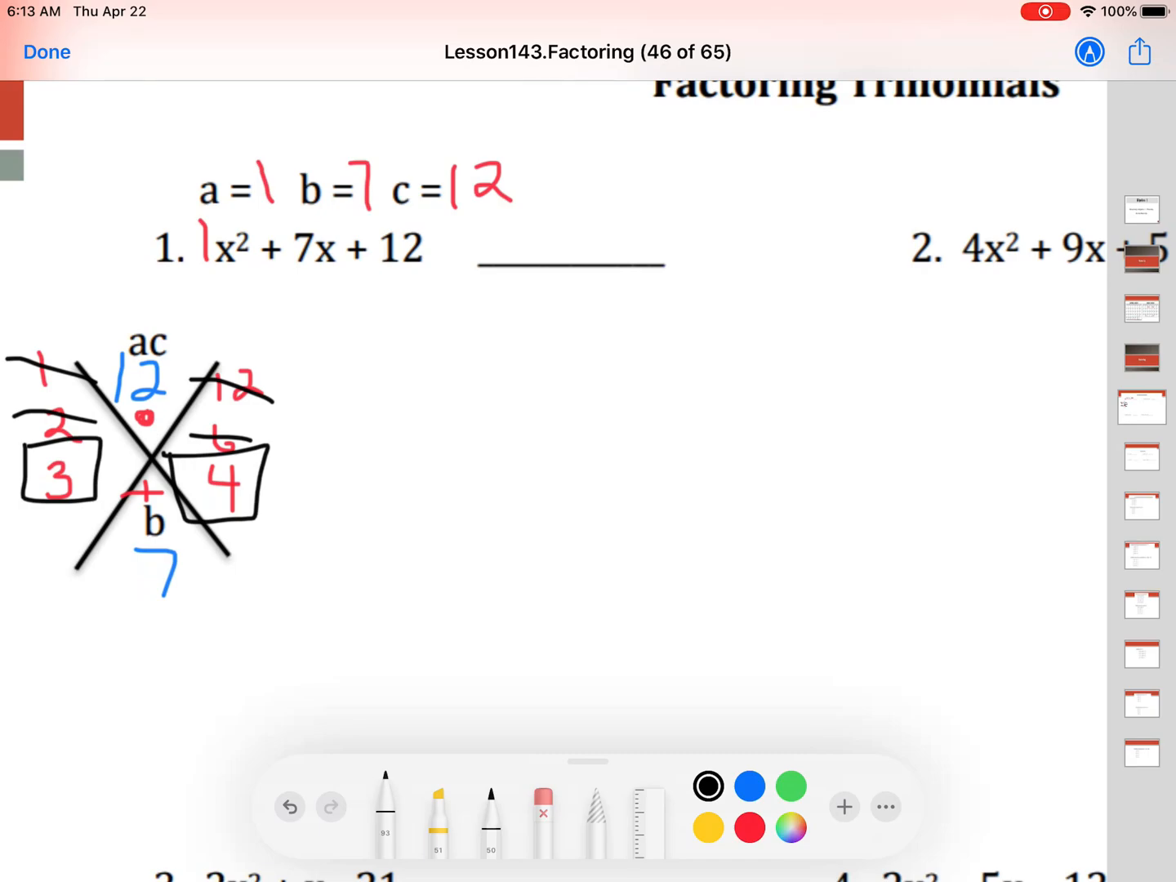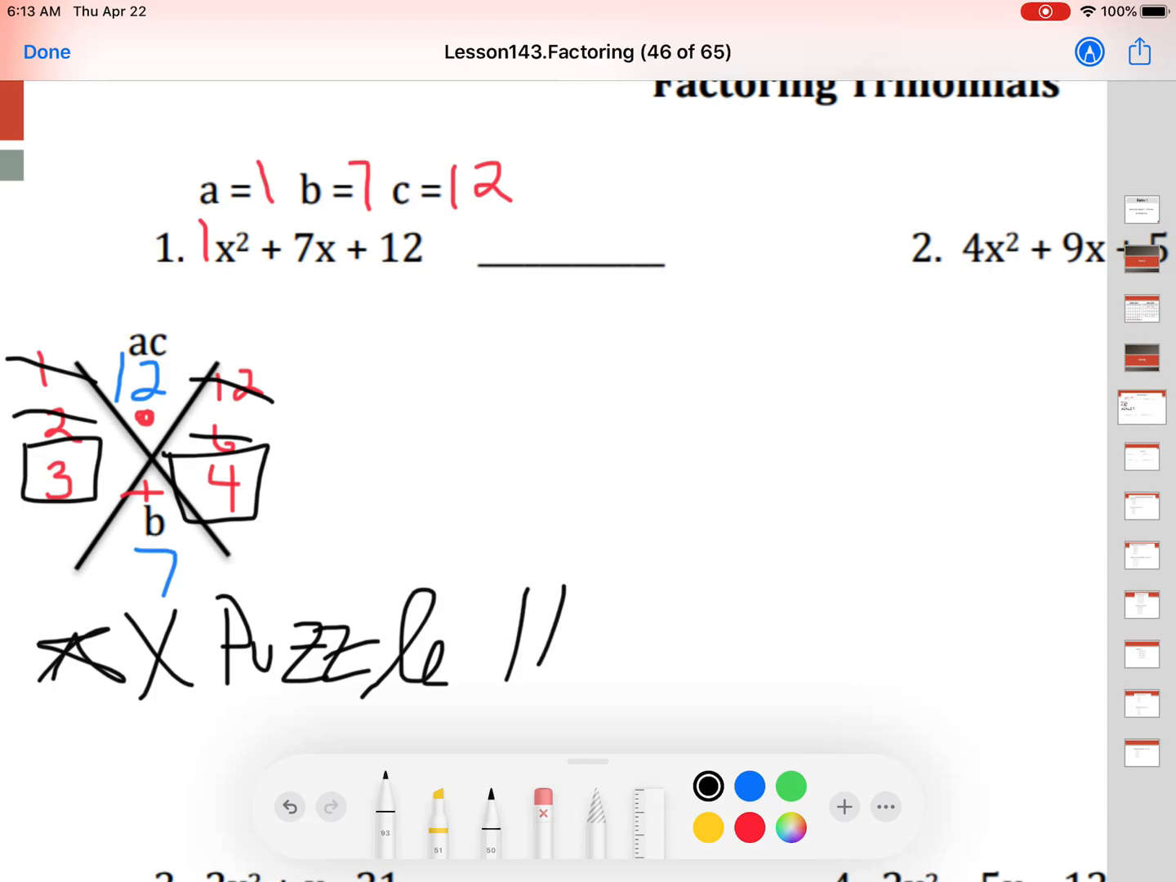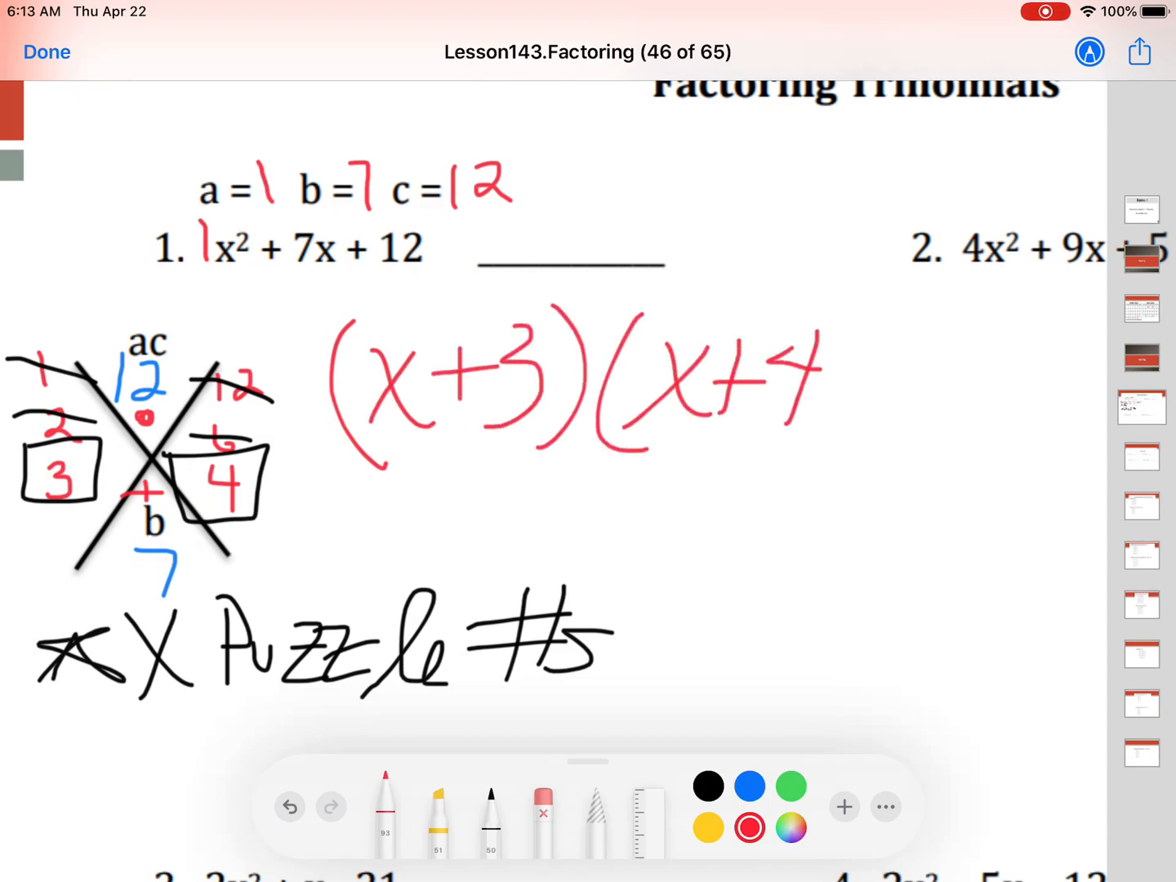So now there's a trick when there's an x squared in front: if it's only an x squared, if there's no number in front, then all you need is the x puzzle numbers. So if it's an x squared, we can stop here. So my final answer is x plus 3 times x plus 4. So if you double distributed this like you did yesterday, x times 4, 3 times x, 3 times 4, combined like terms, you would end up with this trinomial.